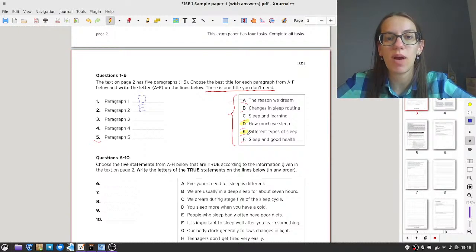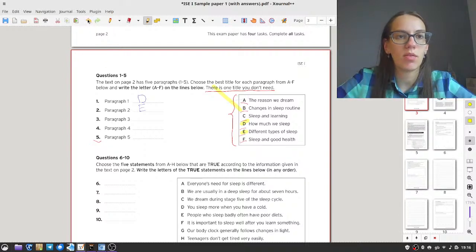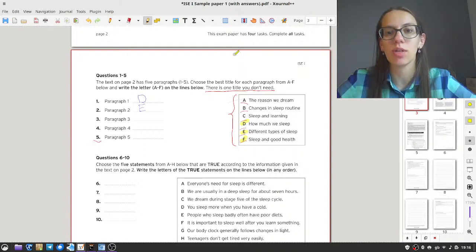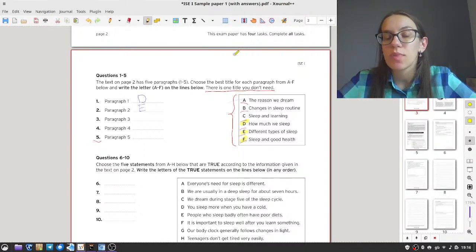In fact, I can see that it's option F. Yeah, option F. Sleep and good health. Yeah, sleep and good health. So again, if we look at the other options, the reason we dream, nothing about dreaming, nothing about changes in sleep routine, only changes in our diet and changing in resisting illness. Sleep and learning, nothing at all about learning. How much we sleep doesn't work.